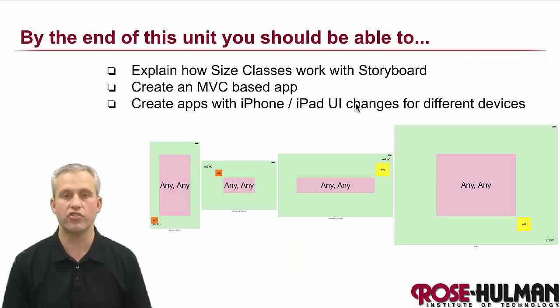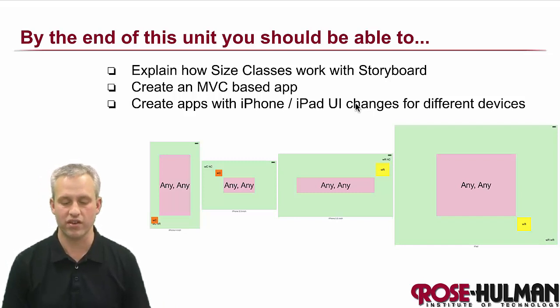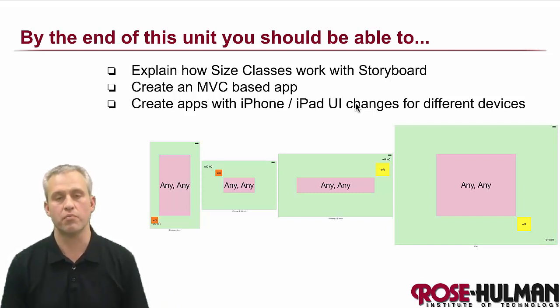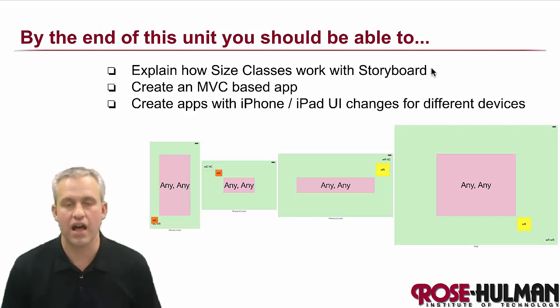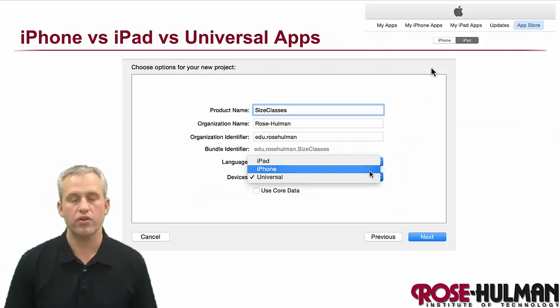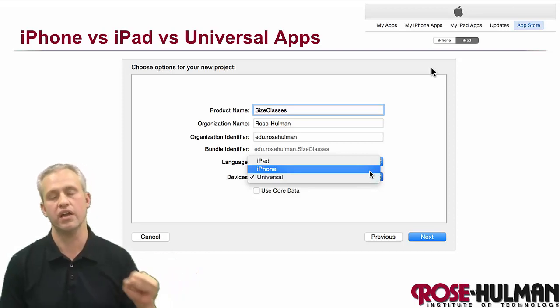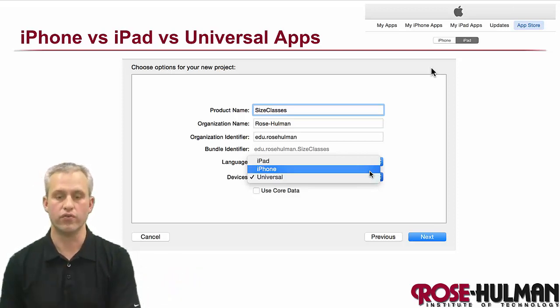So we're going to be learning a lot of things. By the end of this unit, you should understand a thing called size classes really well. Vocab word that you probably don't know yet. You will by the end of this, I assure you. A lot about using model view controller to kind of design your apps, and then also making iPhone, iPad UI design changes. So what I want to do to kind of get started is to start talking about universal apps and what it means to be an iPhone only, an iPad only, or a universal app.